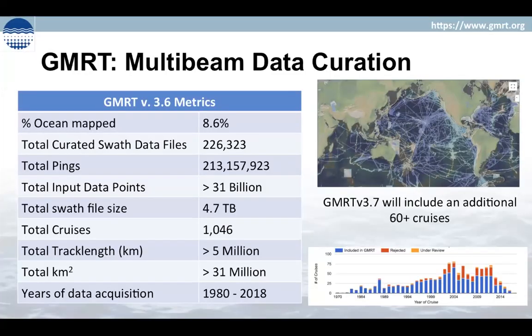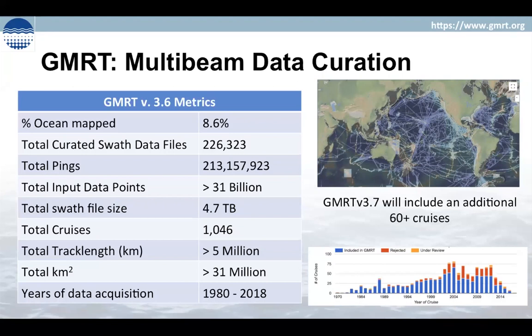So in terms of data curation, here are some metrics of where we're at as of our last release, which was several months ago. With GMRT version 3.6, which is what's publicly available right now, just from the multibeam that we've curated, which is 1,046 cruises of multibeam, that covers about 8.6% of the ocean. It's built from about 250,000 swath data files, which have over 213 million individual pings, and there's over 31 billion XYZ points that have gone into just this piece of the compilation.